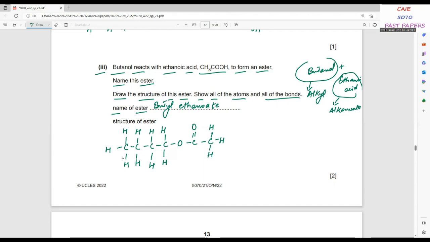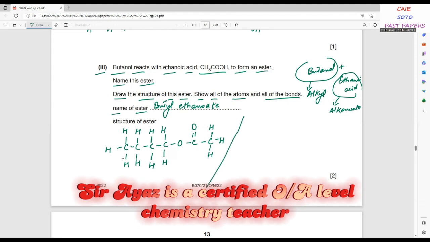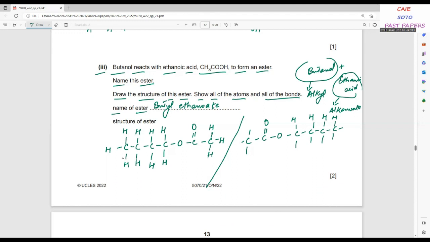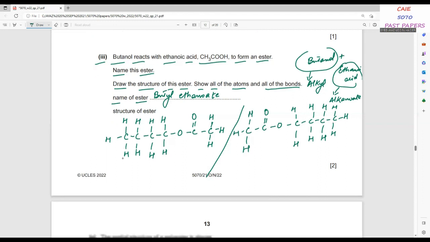You can start with the ethanoate side. 1, 2. Oxygen. Now for the butyl group, 1, 2, 3, 4. Now I am placing the hydrogen atoms. So both of these displayed formulae are correct. You can draw any one of these.